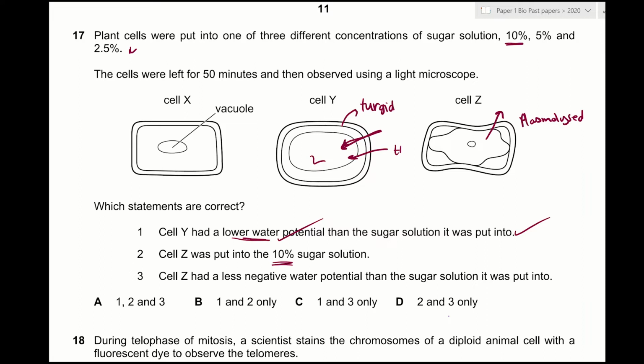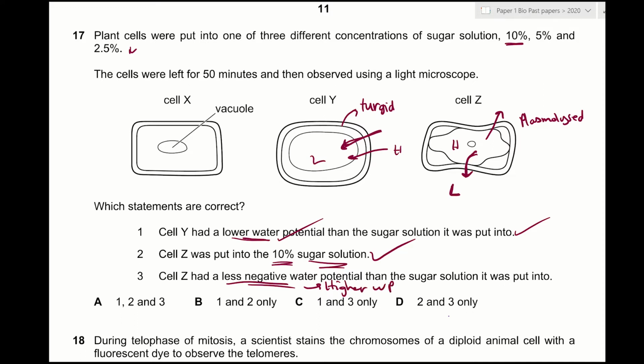This means that there was a net movement of water outside the cell. Why is that? Because it has been placed in the highest concentration of sugar solution. This means that inside the cell was a higher water potential and outside was a lower water potential due to the high concentration of sugar. Therefore, there was a net movement of water by osmosis down the water potential gradient outside the cell. So this is correct. Question number 3. Cell Z had a less negative water potential than the sugar solution it was put into. Don't be fooled. Less negative water potential means a higher water potential.